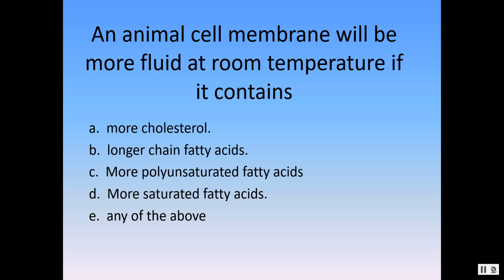What about this? So an animal cell will be more fluid at room temperature if it has what? More cholesterol, long-chain fatty acids, more unsaturated fat, or more saturated fat. So why is it going to be fluid? It's going to be fluid if it is warmer, which isn't an option. It's also going to be more fluid if it has what? Right? Unsaturated fat. So the answer here is C.